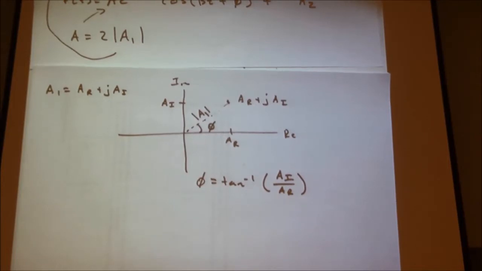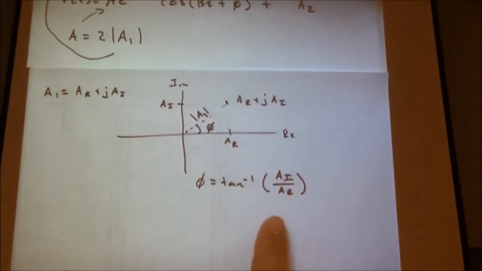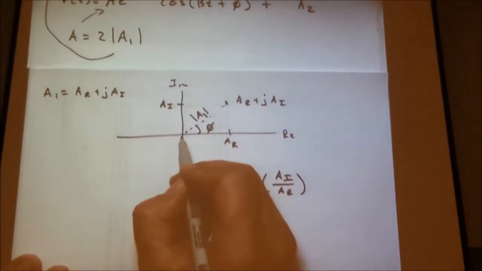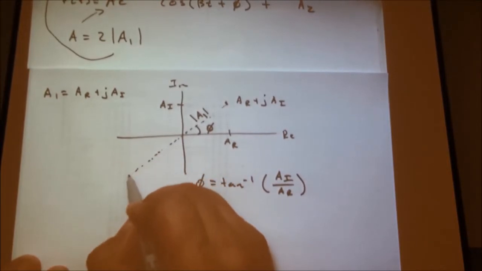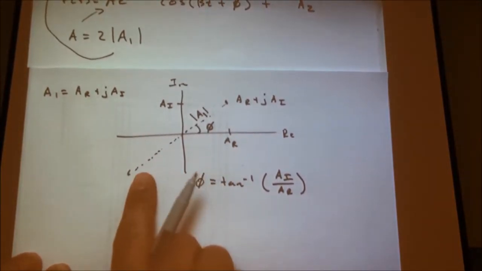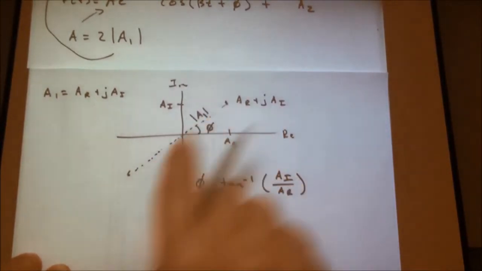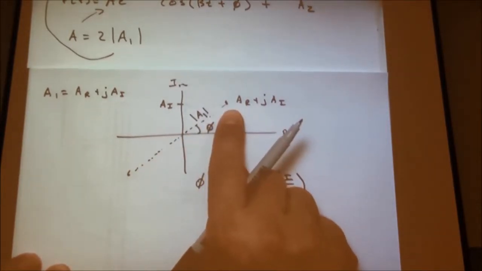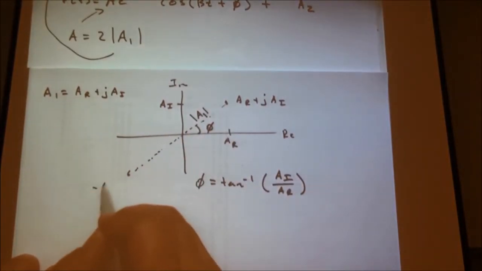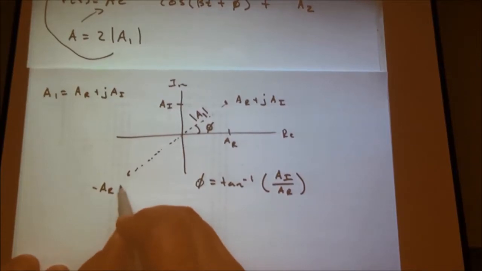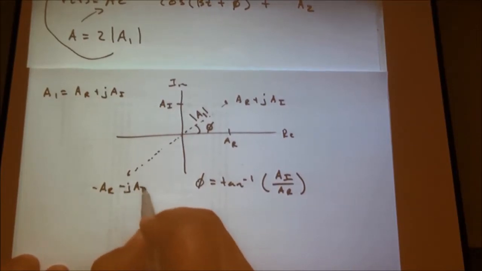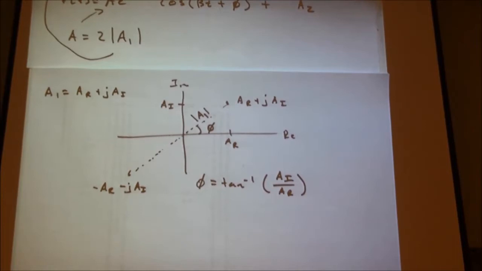One thing to be careful of here, and this is worth pointing out because we'll run into this in the next unit. As far as the inverse tangent in your calculator is concerned, what's the difference between these two? So this would be minus A real minus j A imaginary. As far as your calculator is concerned, what's the result going to be? And I heard someone say it.